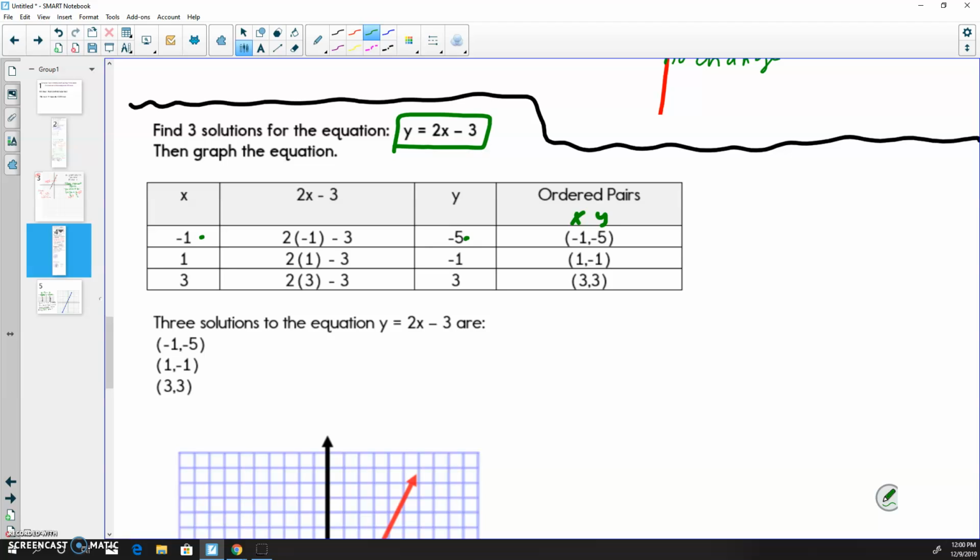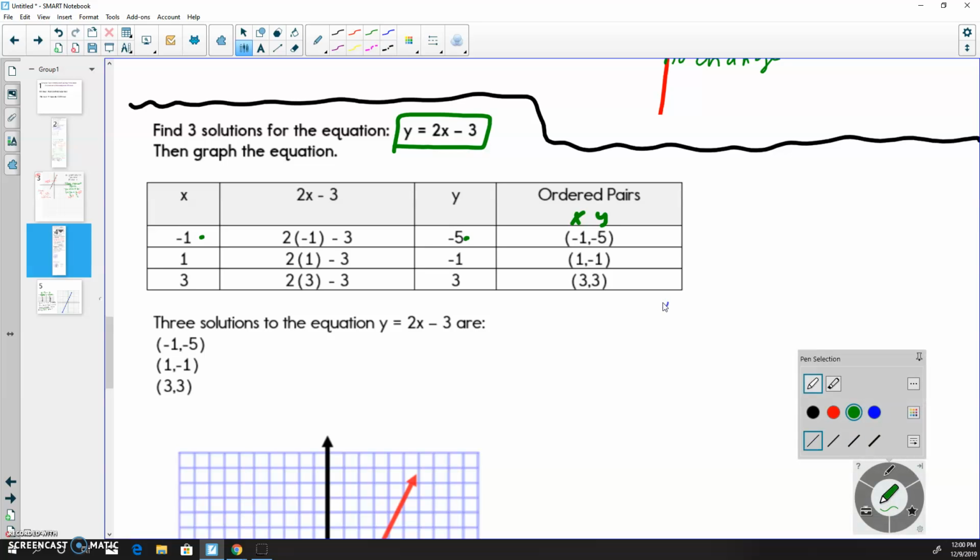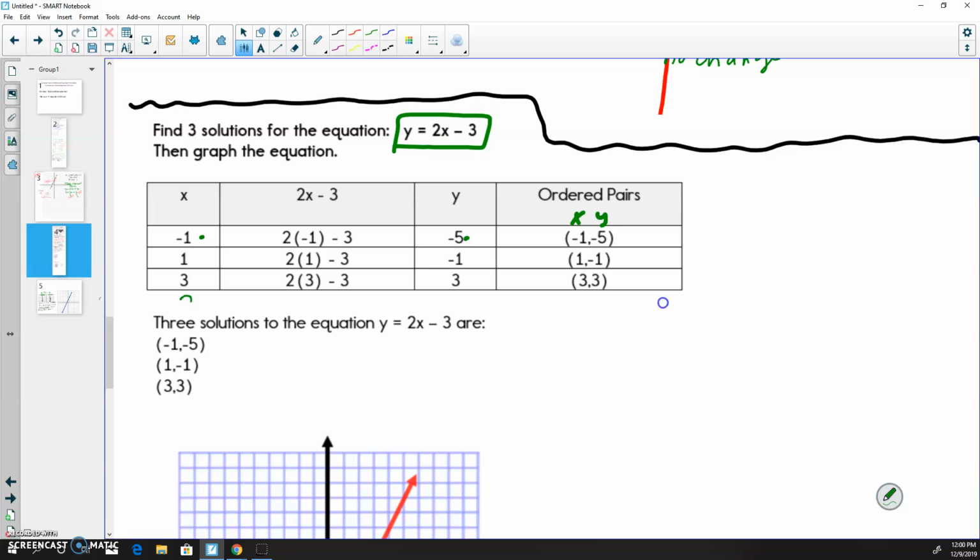If x is 1, 2 times 1 is 2, minus 3 is -1. So they made an x and a y. If they change x to 3, 2 times 3 is 6. 6 minus 3 is 3, so they made an x and a y. Let's say x is 2. 2 times 2, you put 2 where x goes, is 4. Minus 3 is 1. So you would have 2 as your x, 1 as your y. Does that make sense? How they got their ordered pairs? So they just wrote their ordered pairs right here underneath.